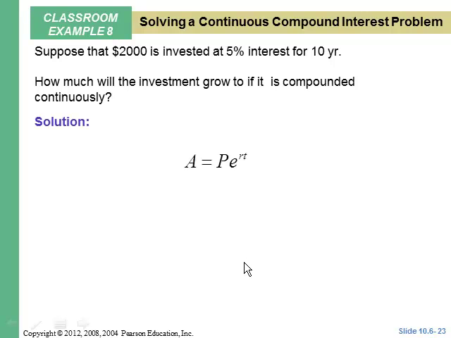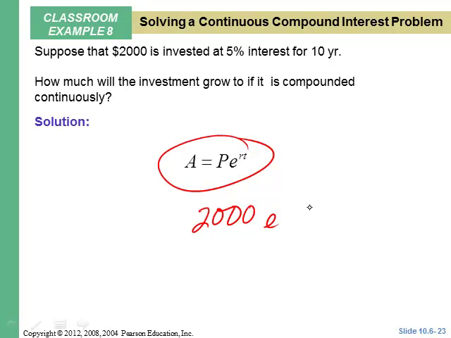Continuously compounding, we use the formula A is Pe to the rt. So if we have $2,000 at 5% compounded continuously for 10 years, it'd be e to the 0.05 times 10. So we would press on our calculator 2,000 times, now I have to press second function e to the 0.05 times 10, close parentheses, and I get $3,297.44.